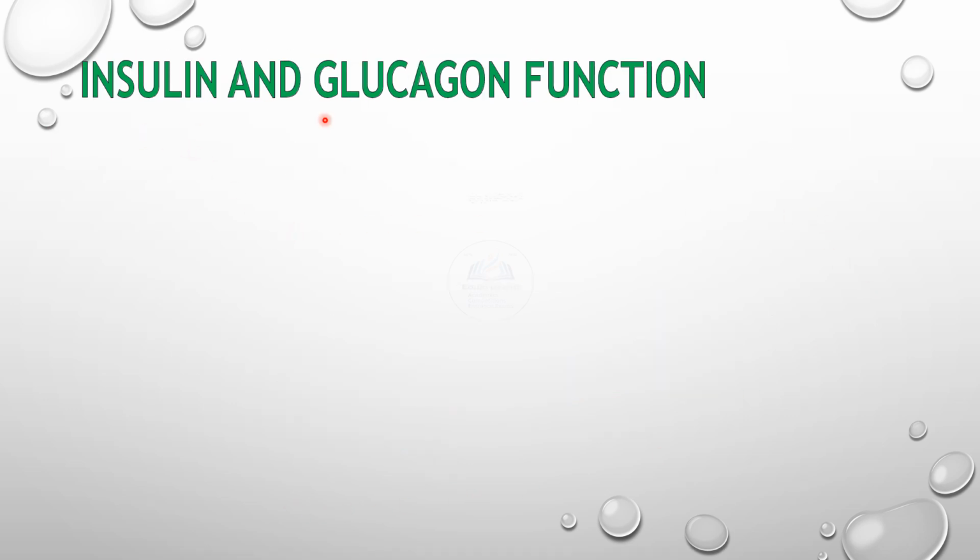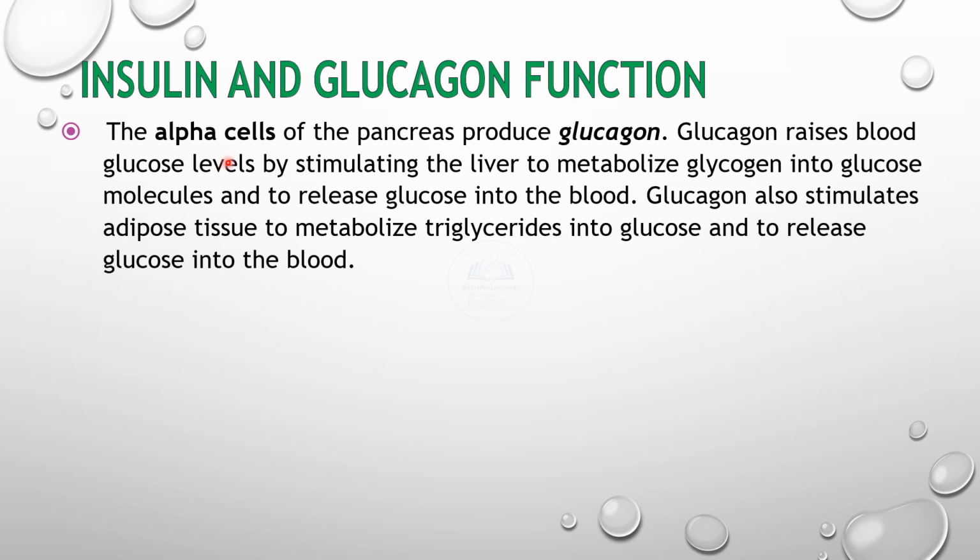Insulin and glucagon function. The alpha cells of the pancreas produce glucagon. Glucagon raises blood glucose levels by stimulating the liver to metabolize glycogen into glucose molecules and to release glucose into the blood. Glucagon also stimulates adipose tissue to metabolize triglycerides into glucose and to release glucose into the blood.